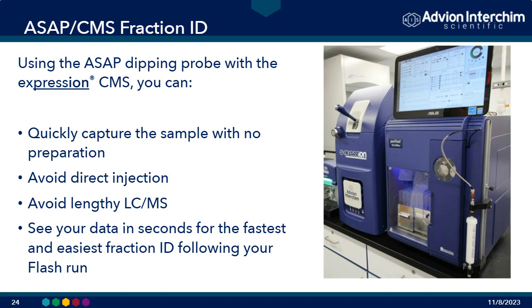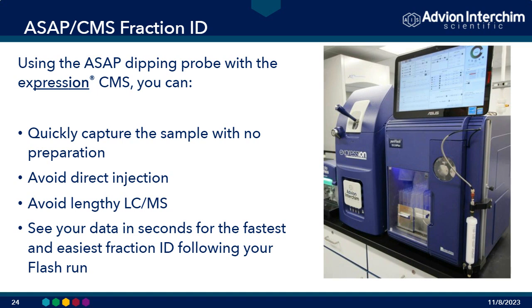Fraction ID generally is done via more TLC, maybe sometimes LCMS. So you'll need to spot several fractions and develop TLC plates. It can be a time-consuming process. But one of the tools that we offer is what's called the ASAP source. Again, this is the Atmospheric Solids Analysis Probe.